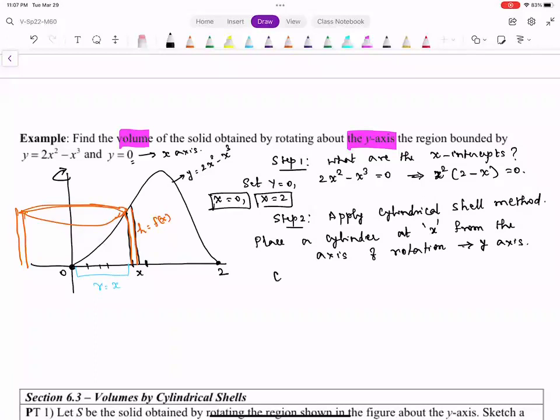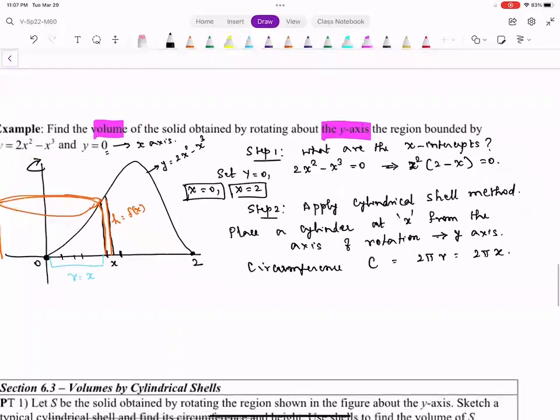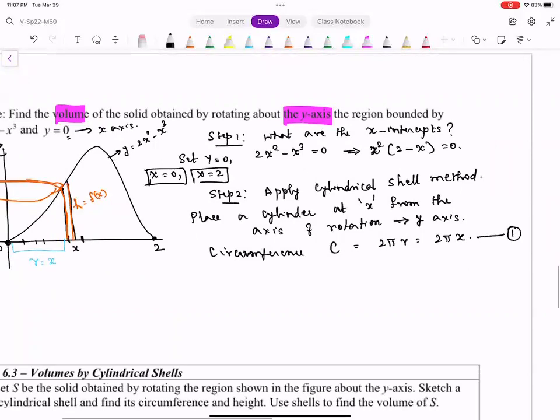So now the circumference C is 2 pi radius, which is 2 pi x in this case. That is number one. What is the height of the cylinder? So it is all cylinder dimensions. Cylinder circumference is 2 pi x. Height is f of x or y, which is the given equation, 2x squared minus x cubed.